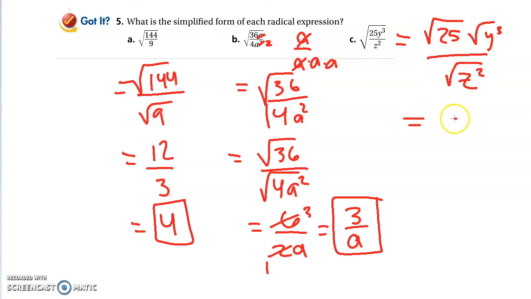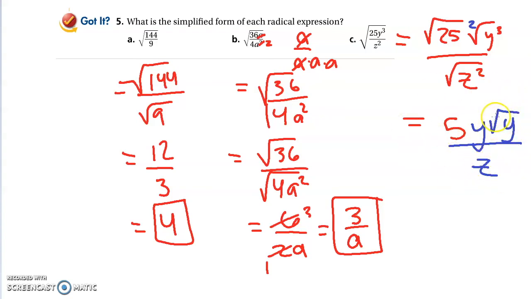The square root of 25 is 5. The square root of y cubed, ticket method. If I have a 2 as my index, then I'm going to have one y that can ride the ride, one y that stays home, and one z that can ride the ride. Nothing cross cancels, and this is our answer.